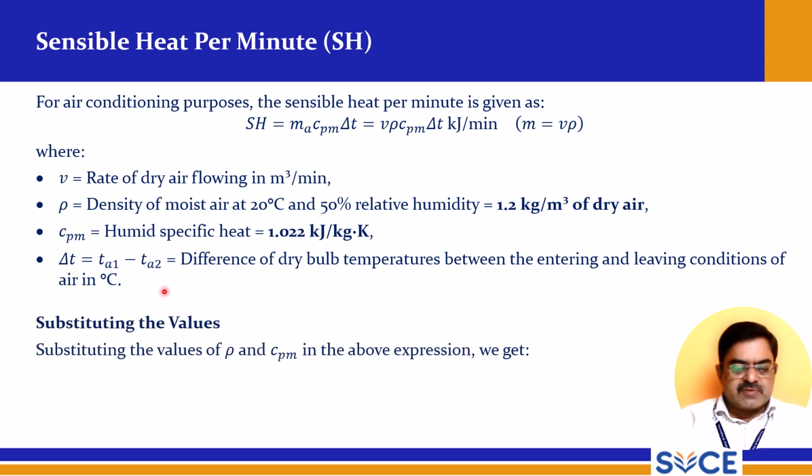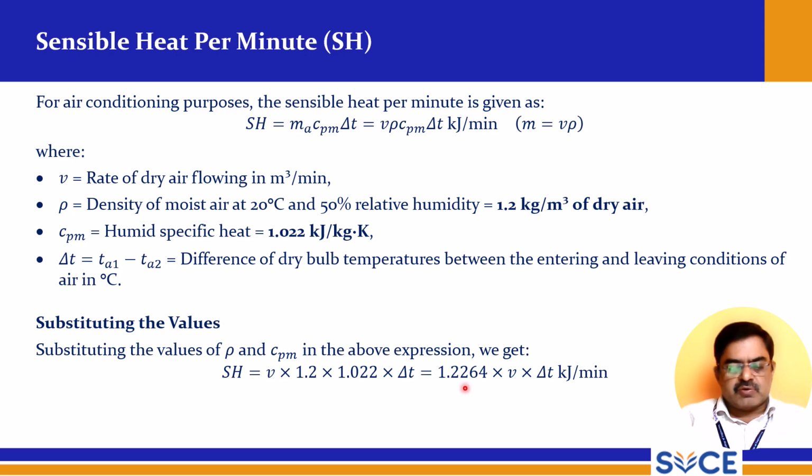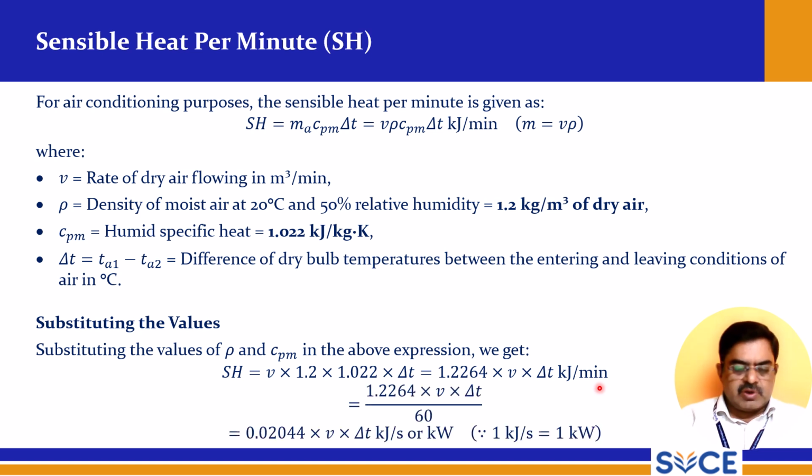So by substituting the values of rho and CPM in the above expression, we get the specific heat equal to V into 1.2 into 1.022 into delta T. That is equal to 1.2264 into V into delta T kilojoules per minute. Now we are converting that into kilojoules per second, or kilowatt. This is nothing but 0.02044 into V into delta T kilojoules per second, or it can be denoted as kilowatt also.